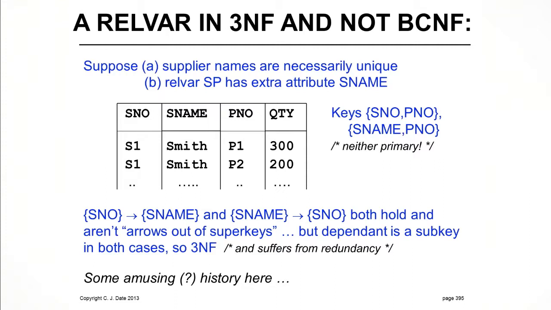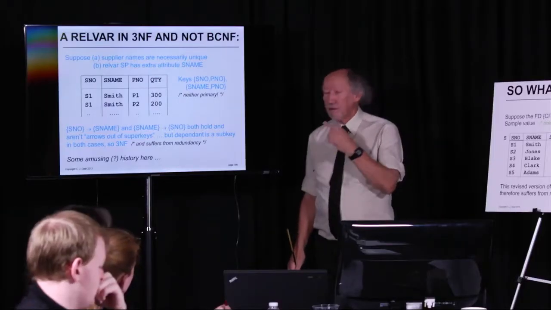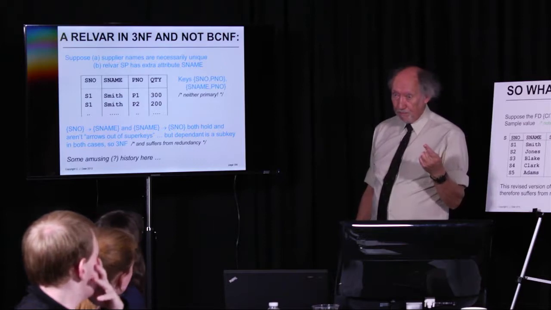And we have a functional dependency, supplier number arrow supplier name. If two tuples have the same supplier number, they must have the same supplier name. Also, supplier name arrow supplier number. If two tuples have the same supplier name, they must have the same supplier number. So those two functional dependencies both hold. And they're not arrows out of superkeys, because these are the keys. These are actually arrows out of proper subkeys. So they violate the definition of Boyce-Codd normal form.